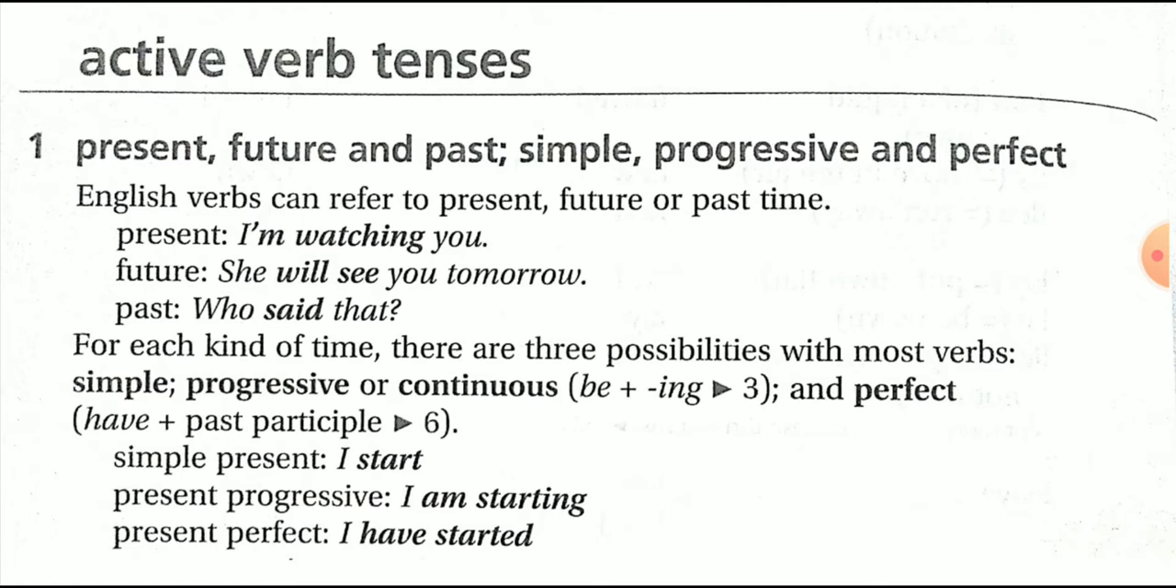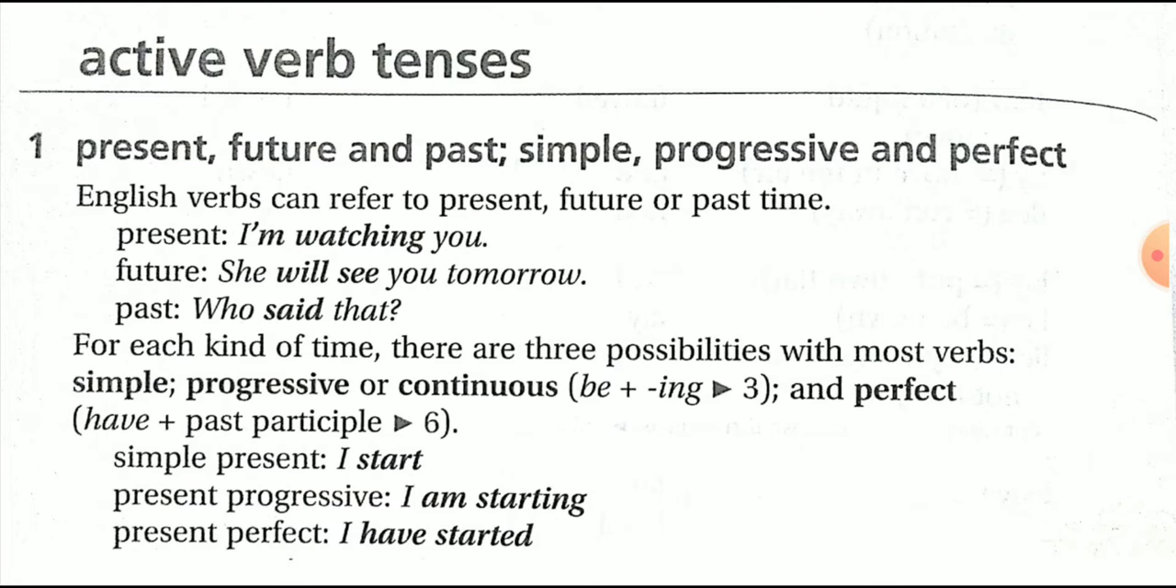Who said that? We haven't used the word say. We have used the word said. For each kind of time, there are three possibilities with some verbs: simple, progressive, or perfect. Progressive or continuous are the same. We use be plus ing in progressive or continuous, and perfect is have plus past participle.